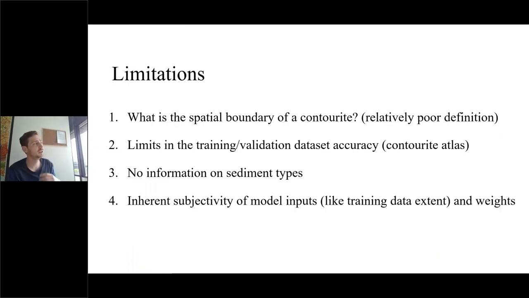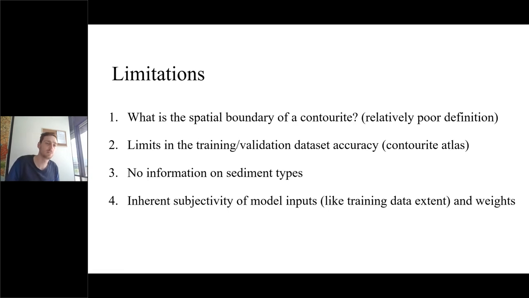Now, of course, if you really want to appreciate and fully understand what's going on, you also have to appreciate all the limitations that this sort of workflow has. So I've outlined 4 of the most important ones. The first is, what exactly is the spatial boundary of a contourite? Like the Contourite Atlas, which serves as the input training data set. Where does the contourite end exactly, right? It's not always completely clear, and that can have a really important effect on the final prediction.